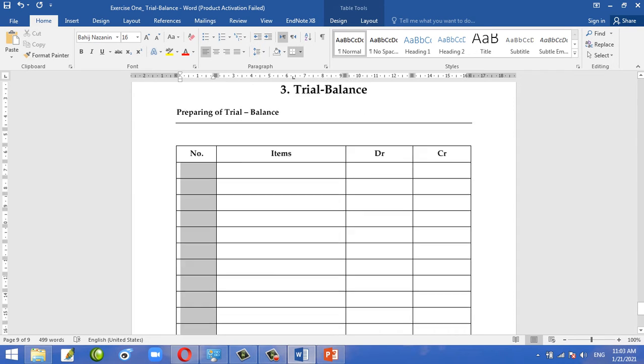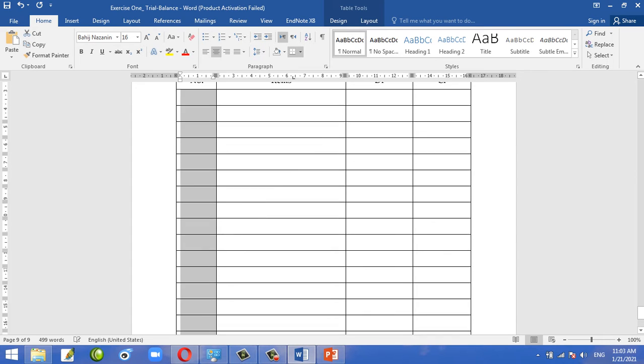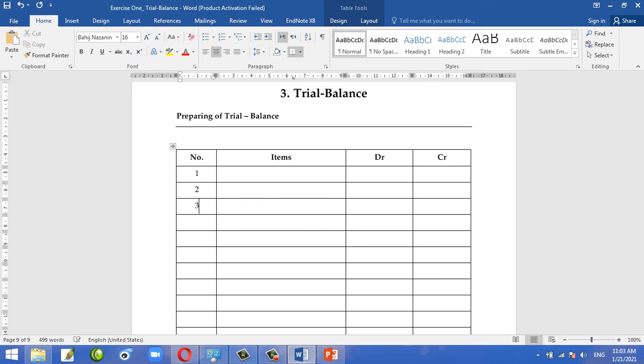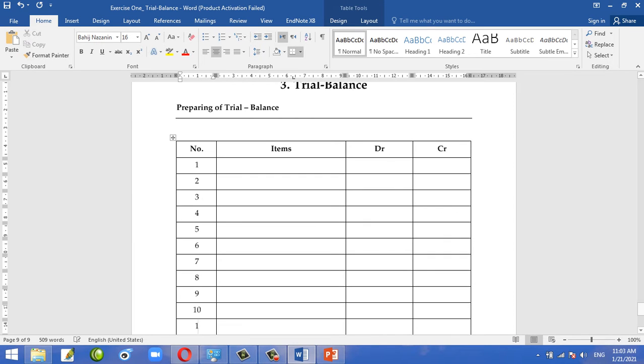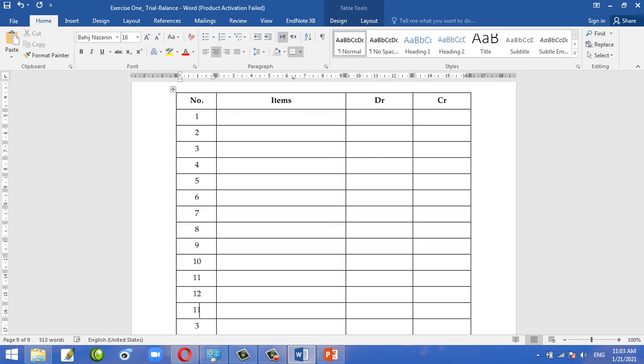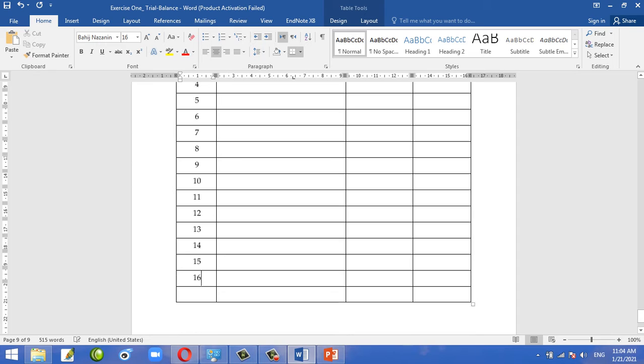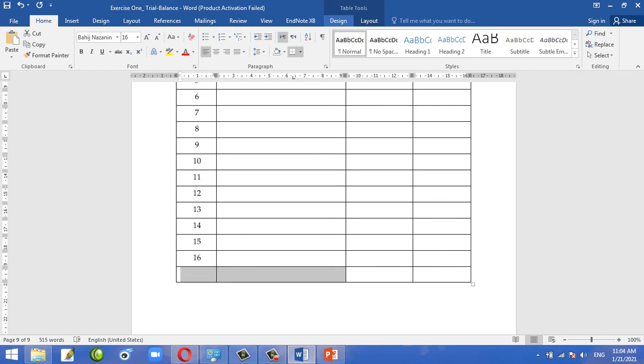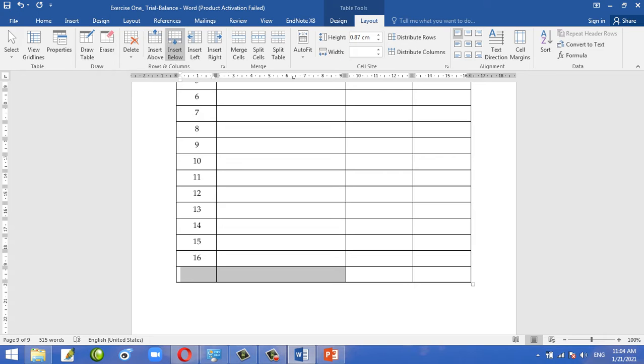We have to write the numbers here: 1, 2, 3, 4, 5, 6, 7, 8, 9, 10, 11, 12, 13, 14, 15, 16, because we have 16 accounts. We have to merge this one. There should be a total.